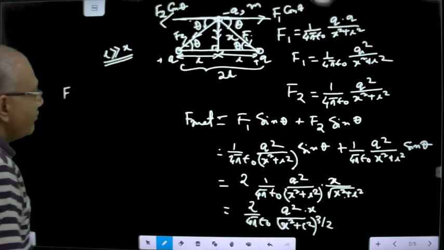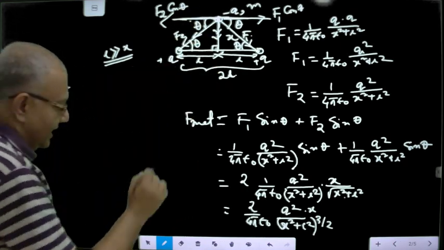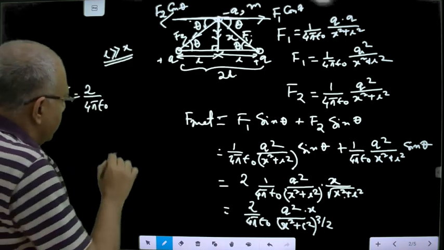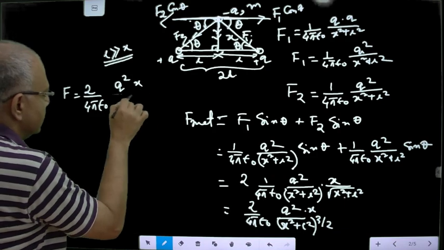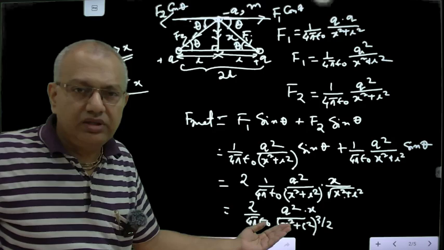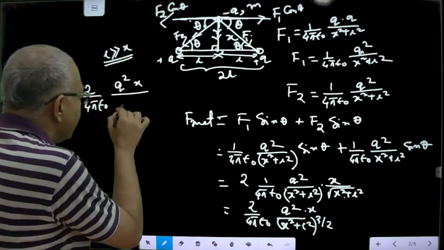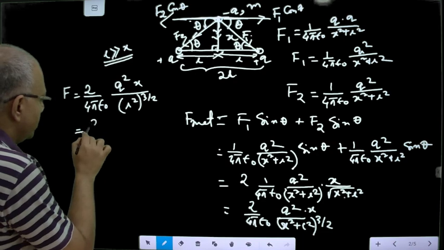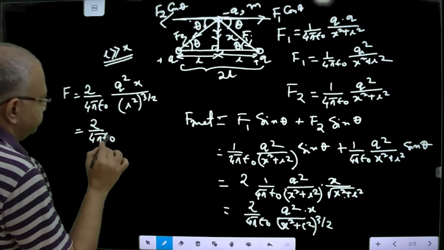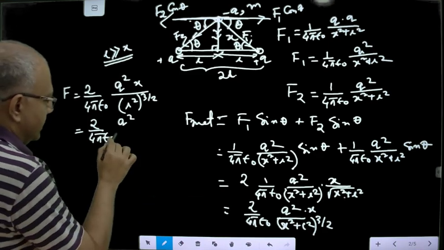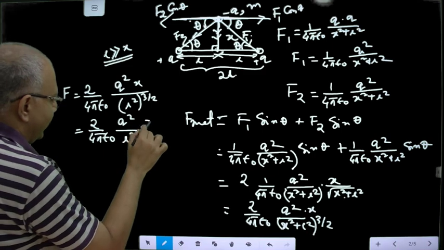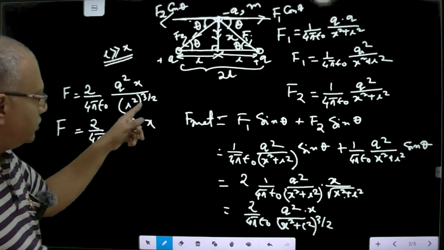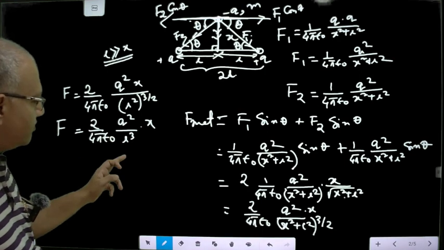That force, when x is very small with respect to L, we can write like this way: 2 by 4 pi epsilon naught q square x, since x is negligible in comparison to L, so L square whole to the power 3 by 2. We can write 2 by 4 pi epsilon naught q square by L cube into x. That should be the force. You can see L square whole to the power 3 by 2 means L cube.